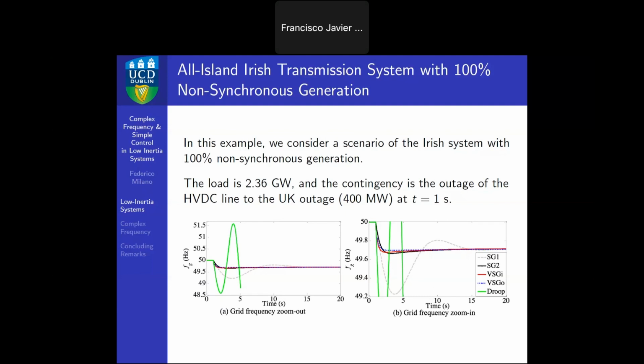With virtual synchronous machines, we can be faster, and so it was better. Anyway, this was one case. So we might not be able to use the droop. Now, I'm not saying that the droop will not work. In this case, it didn't. Probably if we tune it better, it would work.